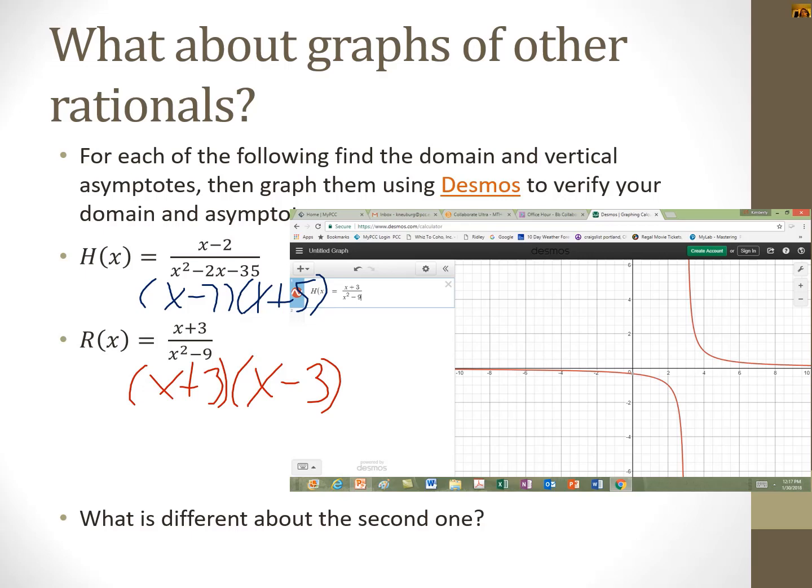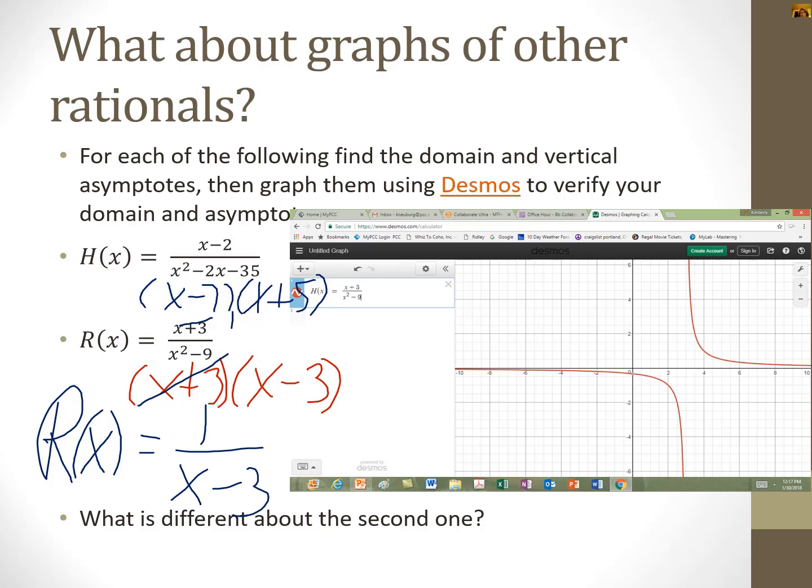The -3 is what we call a removable restriction. It is a restriction on the original formula, but you can remove it because it cancels out with what's in the top. You do still have a 1 in the numerator, but the simplified form of this ends up being 1 over x minus 3. In this form, the only asymptote that shows up is at 3.